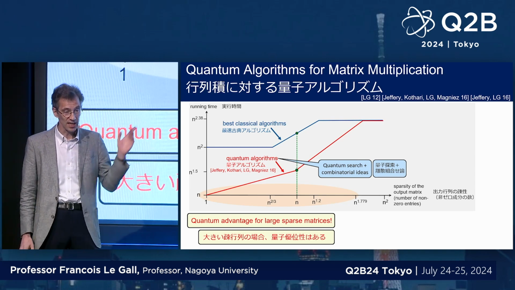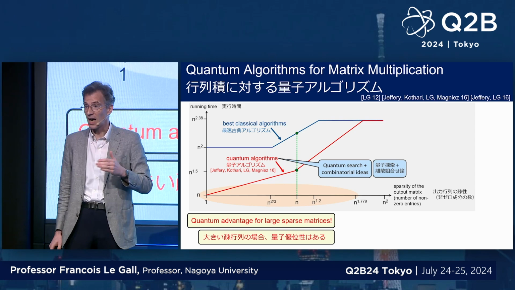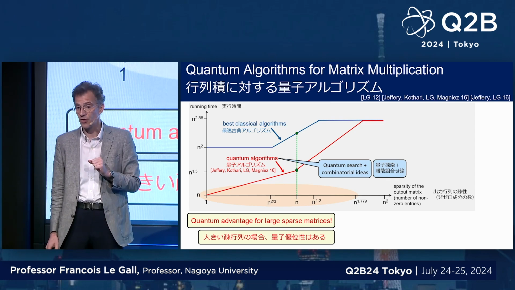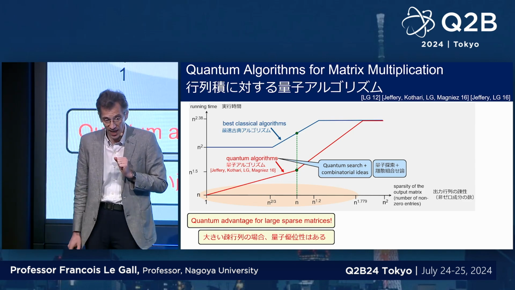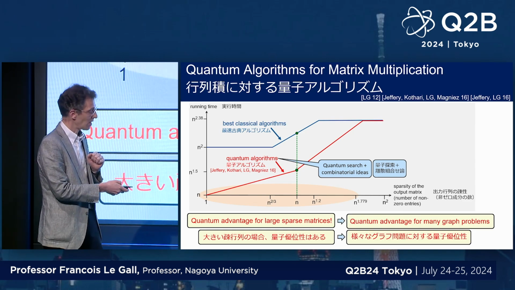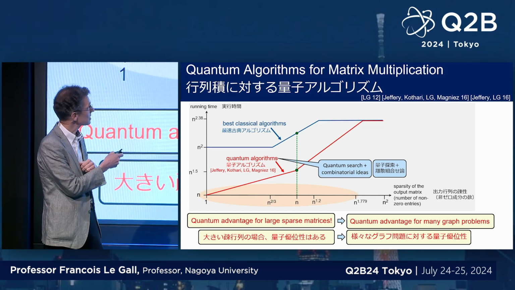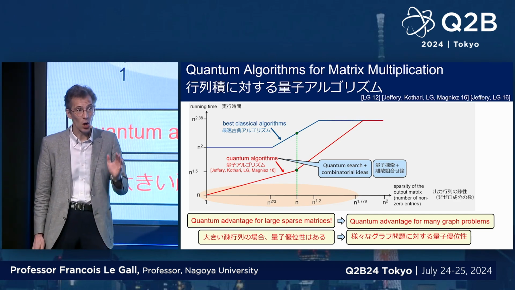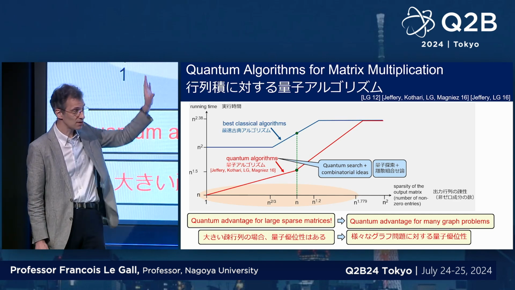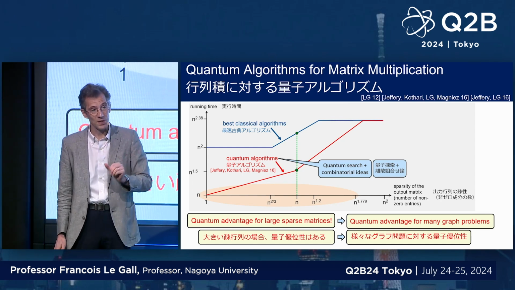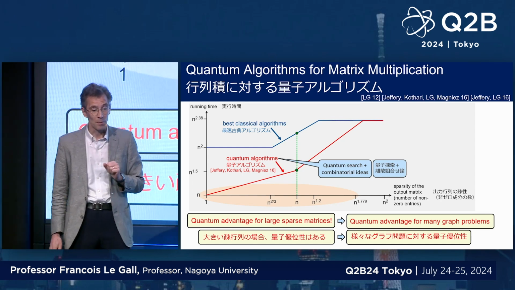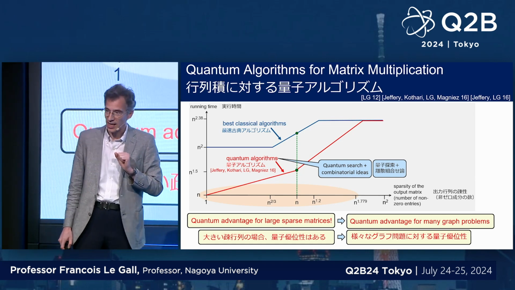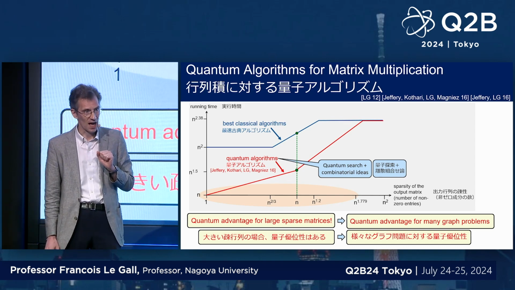For example, if the sparsity is n, so we have about n non-zero entries, which means that we have roughly a constant number of non-zero entries per row or column, then you have a huge quantum advantage here between the classical complexity and the quantum complexity. And the point is that such sparse matrices appear a lot in graph algorithms. So using those quantum algorithms, you can obtain fast quantum algorithms for many graph problems. This is the first example of provable quantum advantage.